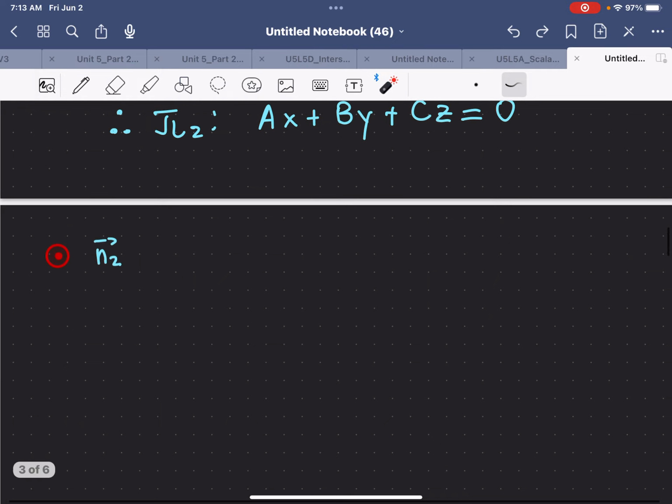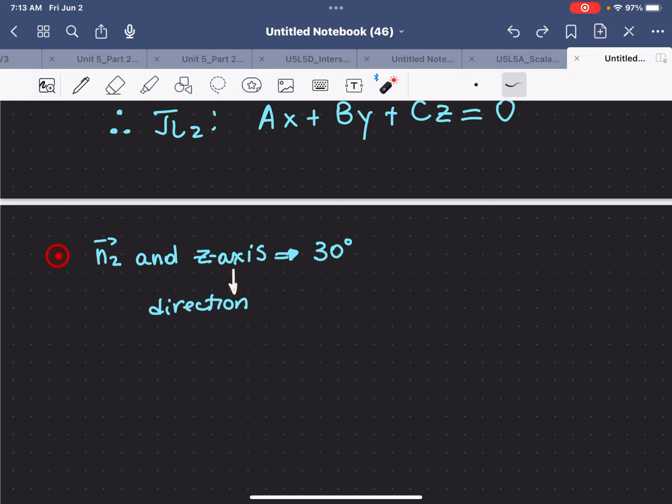So since the normal N2 and the z-axis make an angle of 30 degrees with each other, therefore the direction vector of the z-axis with N2 would make a 30-degree angle. So basically, we want to express N2 and the z-axis in vector form. And the best way to represent the z-axis in vector form is by taking the direction vector of it.